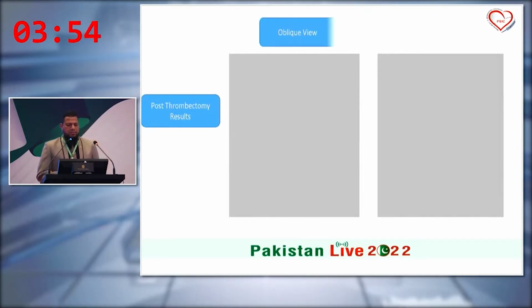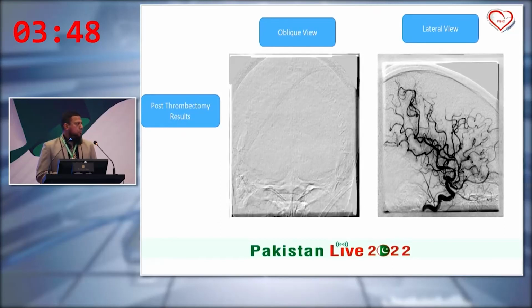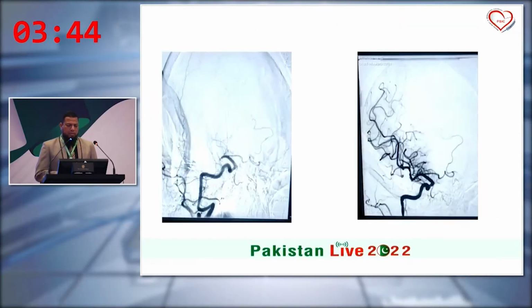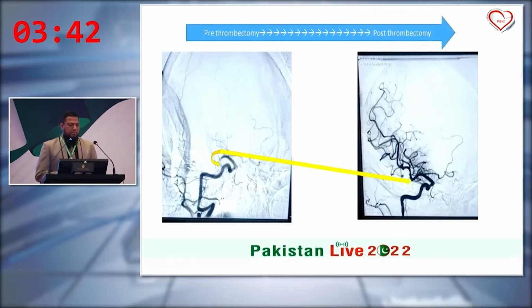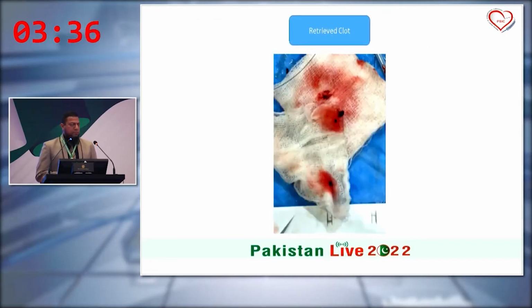Post-thrombectomy results are this. So this is the oblique view. So we can see the occluded artery has opened now, and that other one is the lateral view. So here we can appreciate what was the pre and what was the post for her. So that was a clot which we retrieved with the Solumbra.